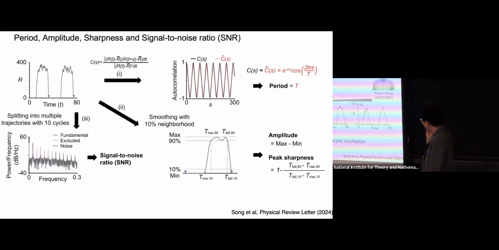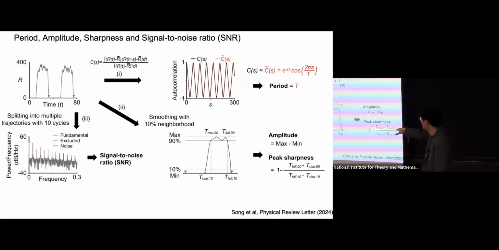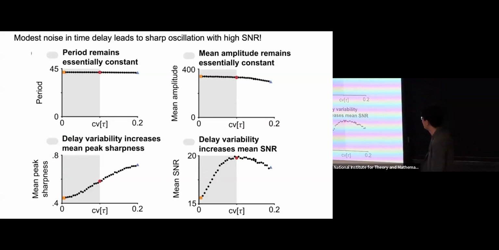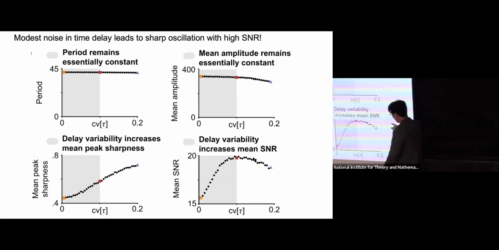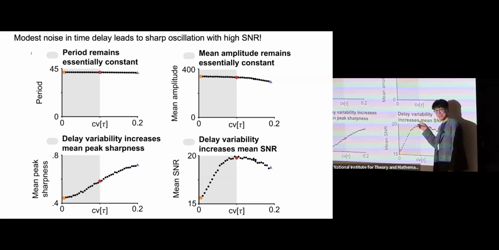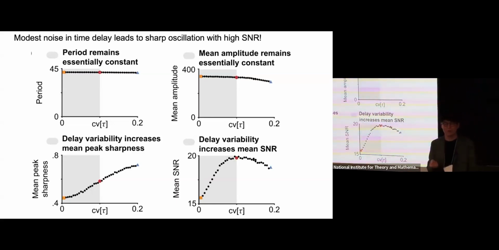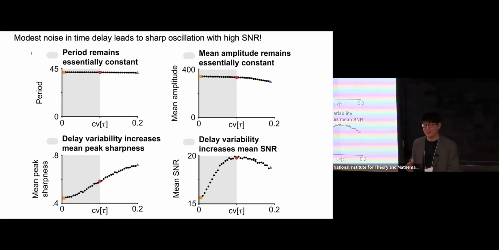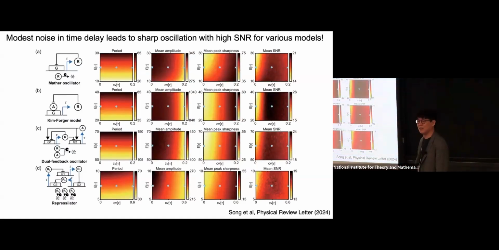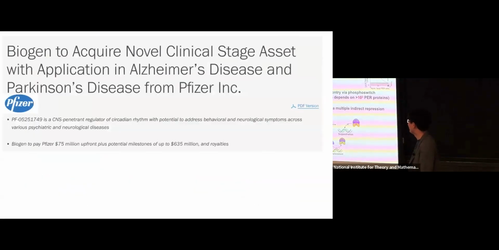We measured the period, the amplitude, the peak sharpness, and the signal to noise ratio. What we found is, even as we increase the CV of the tau, the period is essentially constant. Amplitude is also constant, but the sharpness of the peak is increasing. This was very surprising: the signal to noise ratio is actually increasing. Of course, too much is bad, but a certain amount of noise actually helps, because it makes a sharper signal. And not only in that simple model, we checked the pretty common oscillators. It's quite a universal phenomenon. So sometimes noise can be helpful.